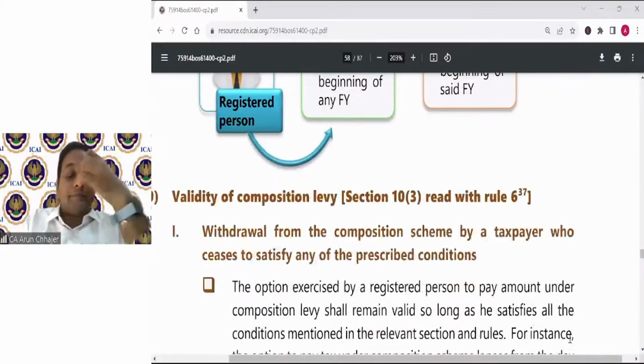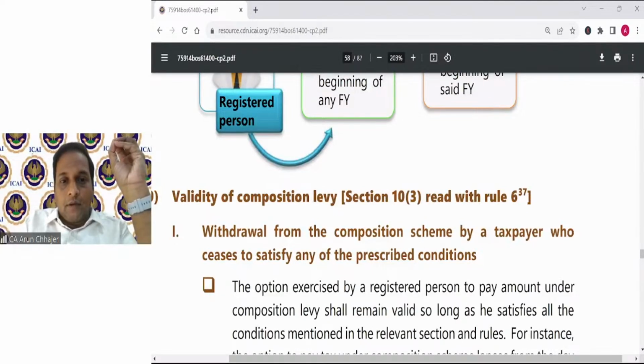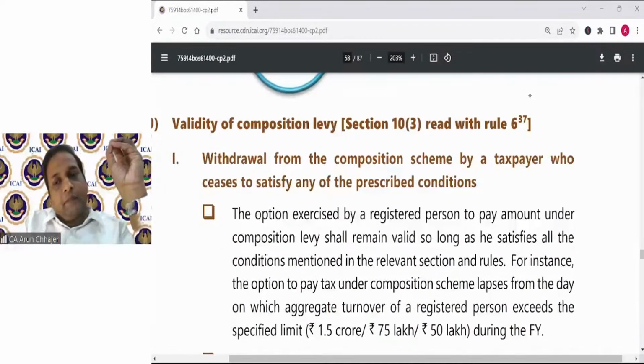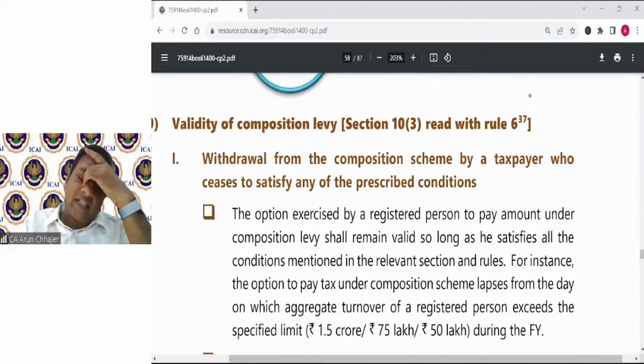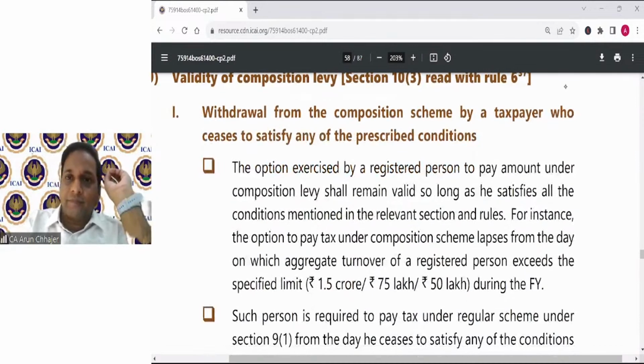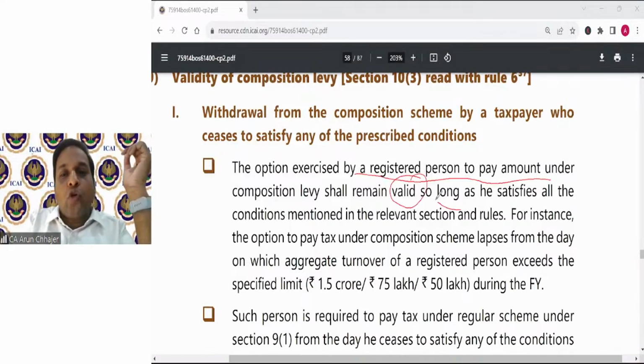Now, validity. What is the validity of the composition? Withdrawal from the composition scheme by the taxpayer who ceased to satisfy any of the prescribed conditions. What are the conditions? Interstate outward supply cannot be made. You cannot supply services through an e-commerce operator. Multiple conditions we have discussed. The option exercised by the registered person to pay tax under composition shall remain valid so long as he satisfies all the conditions mentioned in the relevant section or rules.